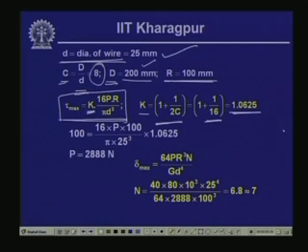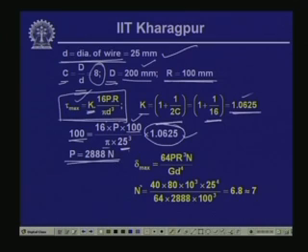Now, if we substitute all these values in the expression for the stress, because stress is to be limited to 100 megapascal, here we substitute 16, P R where R is 100, pi times 25 cubed, d is 25, and the factor K equals 1.0625. Then the value of P from this expression comes as 2888 Newton.